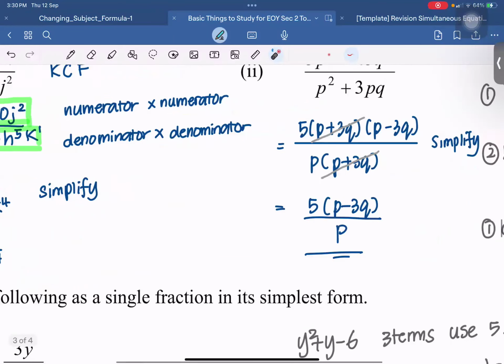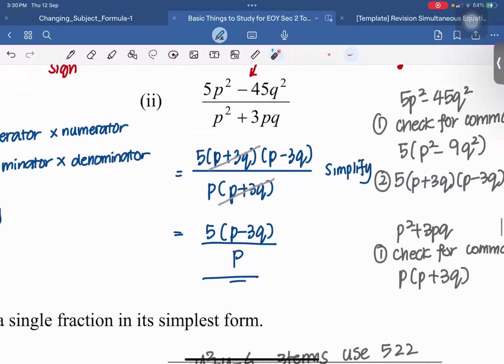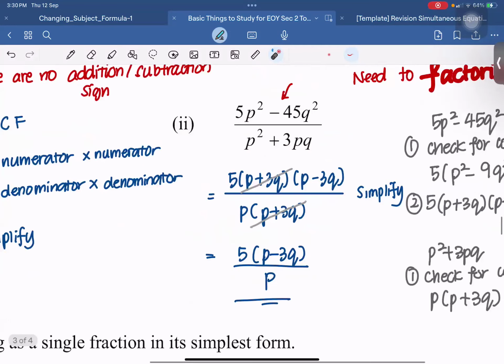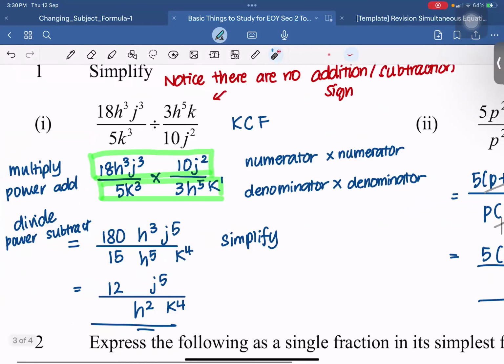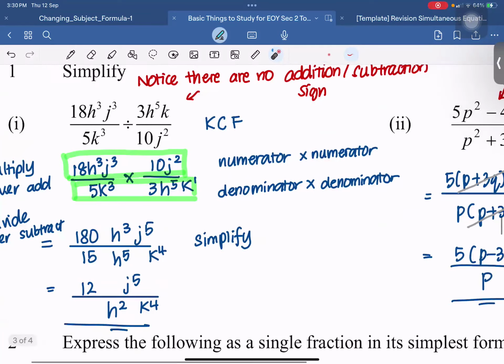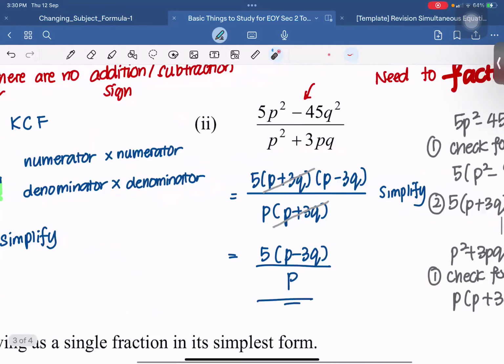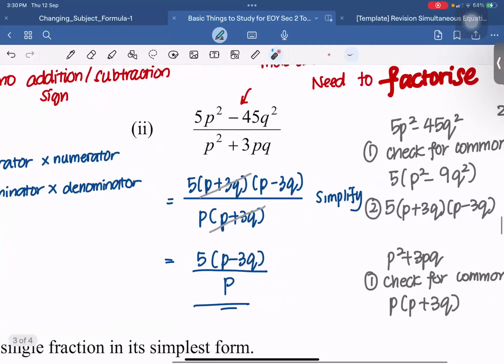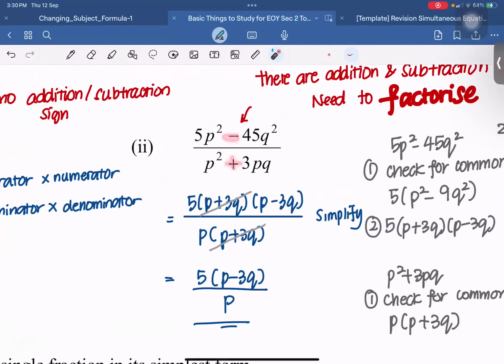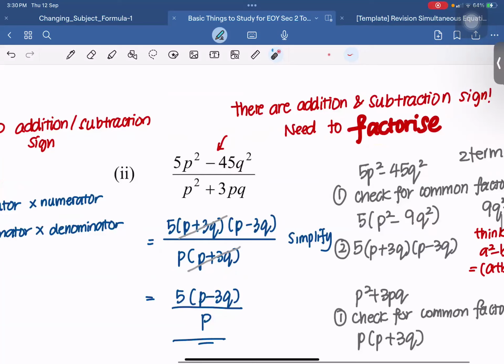Later when we do indices, you'll see the negative power coming out. Next type: what is the difference between this? This one, you notice there is no addition and subtraction sign at all, so I can cancel things like that. But when I have this, there is a subtraction sign and addition sign. I cannot cancel p squared, q, or whichever. What you need to do is factorize.